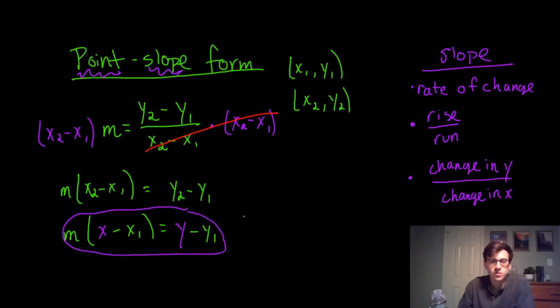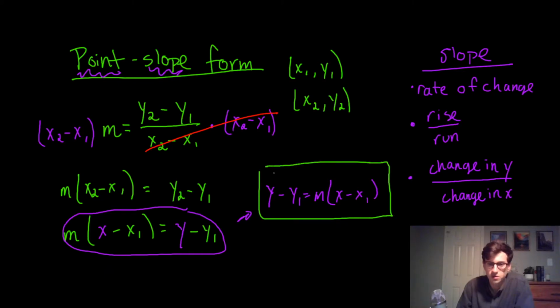And a lot of times you'll see it written like this: y minus y1 equals m times x minus x1. That's what it looks like on all the formula charts. So instead of having a y-intercept and a slope, or random numbers a, b, and c, here we have a point, any point on the graph, and a slope. And that's pretty powerful.